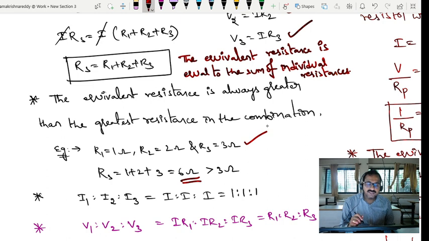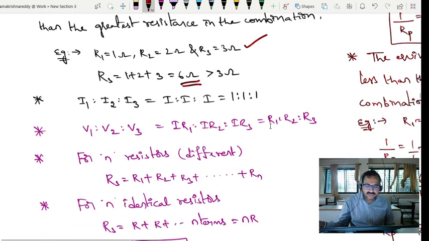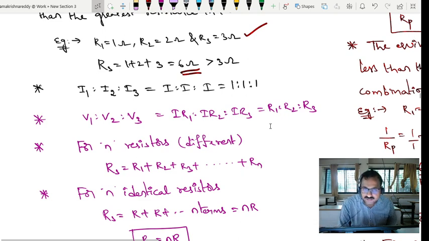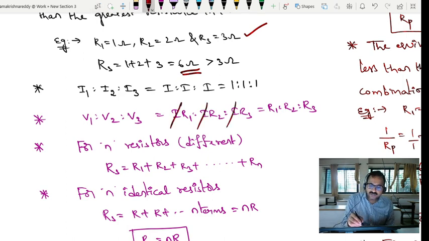But remember, in series combination the current flowing through each resistor is the same. So I1 is to I2 is to I3 is equal to I is to I is to I, that is 1 is to 1 is to 1. But when you observe the potential difference, or the voltage drop, it is different. V1 is to V2 is to V3 is equal to, so I will be cancelled there, R1 is to R2 is to R3.